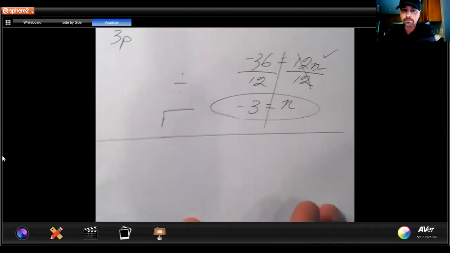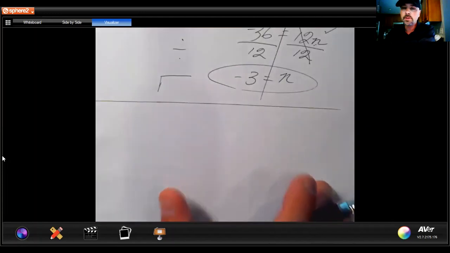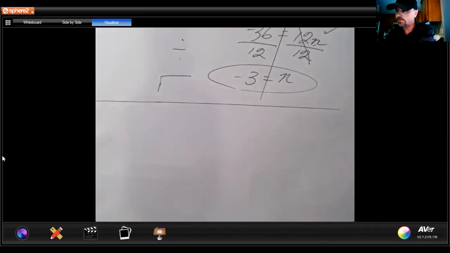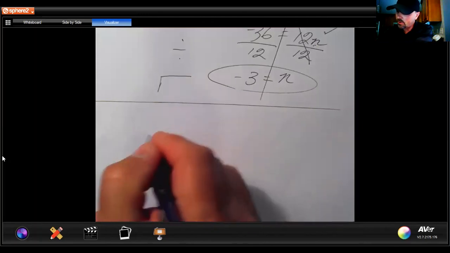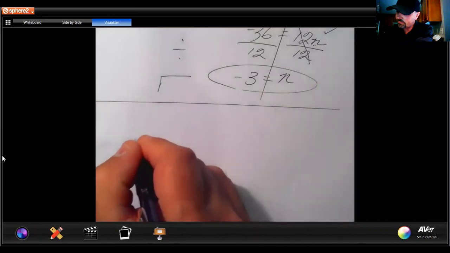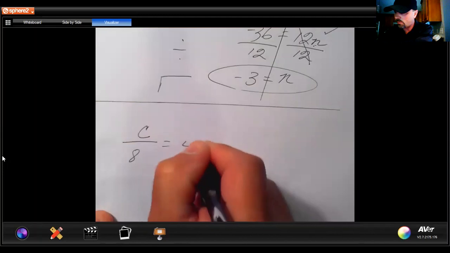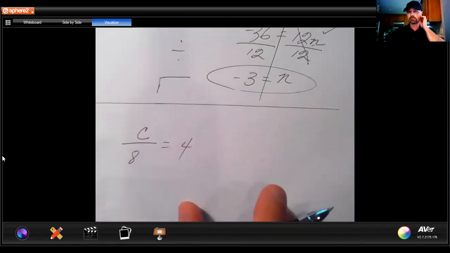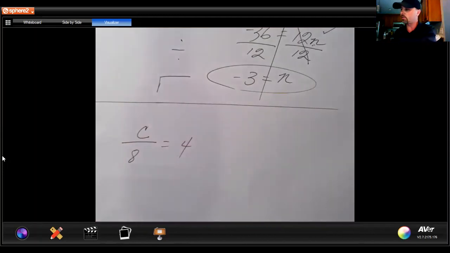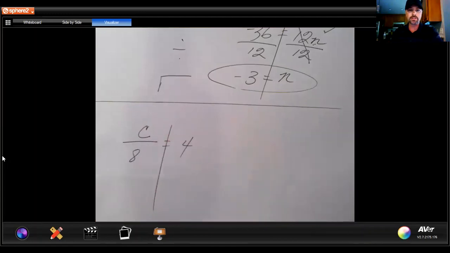All right, last thing, division equations. As I said a minute ago, division looks different. So let's do c divided by 8 is equal to 4. C divided by 8 is equal to 4. There's the equal sign, put my line.